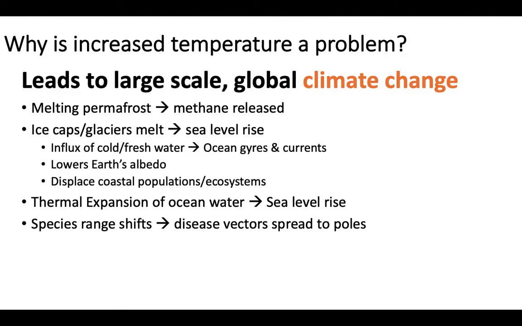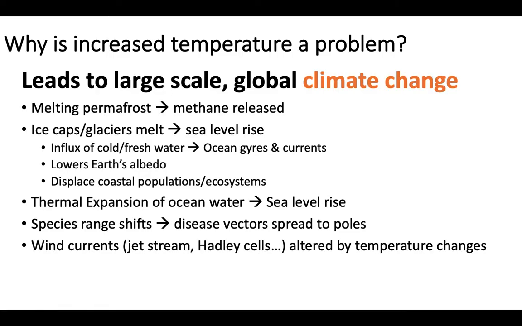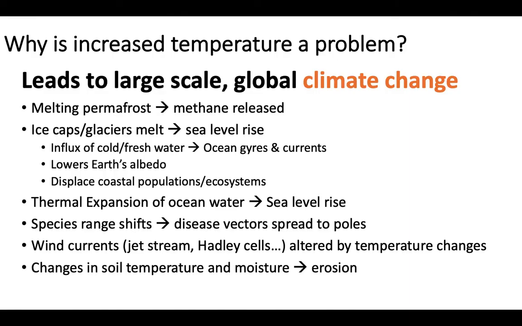We're going to see, as temperature changes, that the species around the Earth, their range where they can live habitably due to their ecological tolerance to temperature, is going to shift. So disease vectors such as mosquitoes might spread from the equator towards the poles, towards the direction where we live in the United States. We're also going to see changes in the wind currents, such as the jet stream or Hadley cells. We might see changes in soil temperature, soil moisture, and soil health, which could possibly lead to erosion and issues with crops. And we might see that increased temperature is going to lead to death. Children and elderly, especially in urban areas, are much more likely to die due to heat stroke.